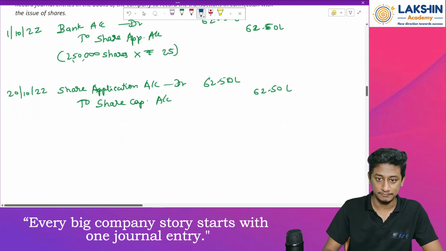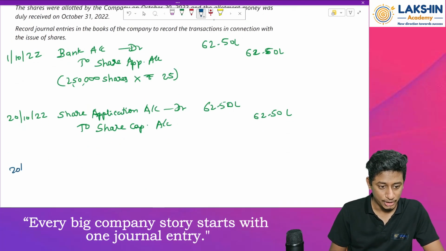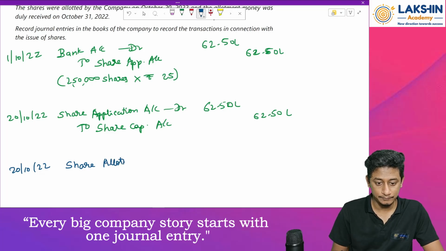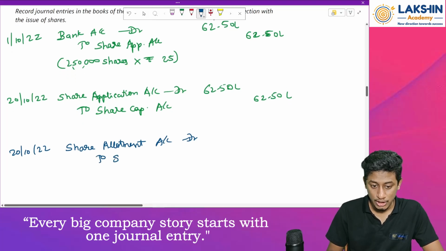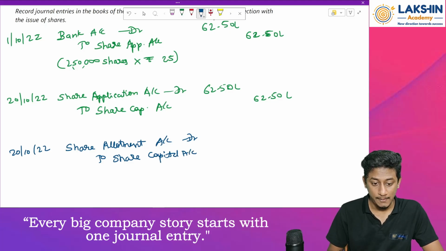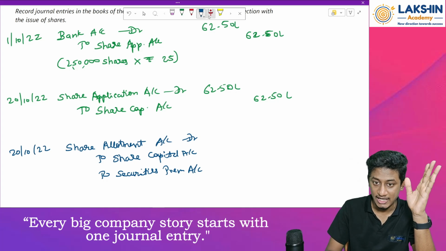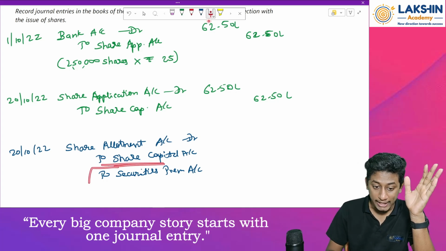Okay, fine. So now pass the entry. On what date? On the same date, that is 20/10/22. What is the entry? Share allotment account debited to share capital account and to securities premium account. Now, why did I credit securities premium? Share capital we know already why it is credited, but why did I credit securities premium account?